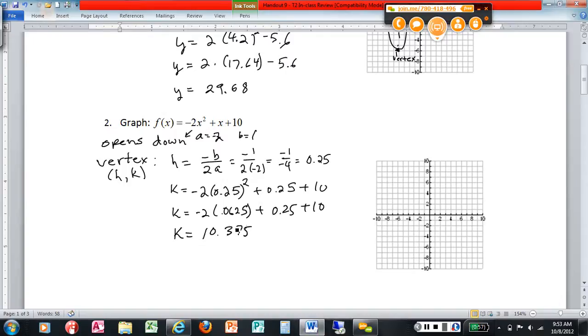Does that sound okay for k? All right. Okay, so that's our vertex. Our vertex is 0.25, comma, 10.375.